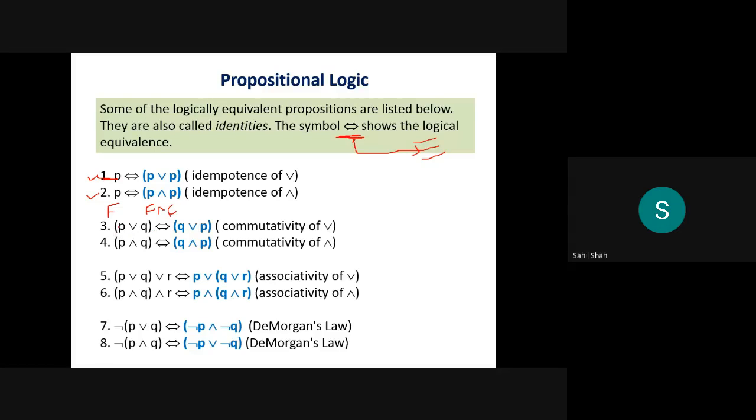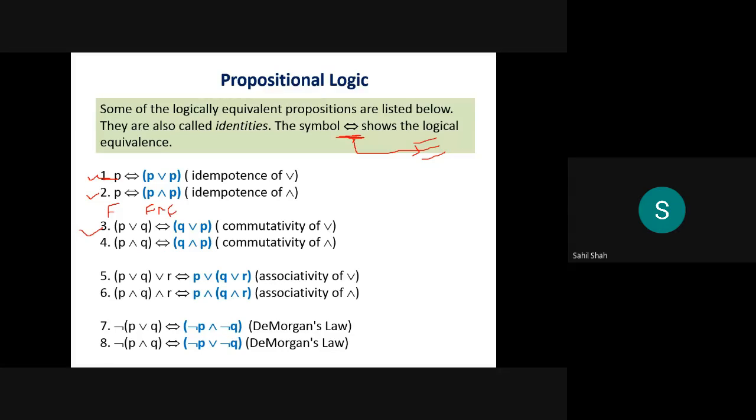Let us say value of P is T, value of Q is F. So what is T or F? T or F is true. Value of Q was F. So F or T, the result is true. So this is commutativity of disjunction. P or Q is logically equivalent with Q or P. Same holds true for conjunction. P conjunction Q is logically equivalent with Q conjunction P.